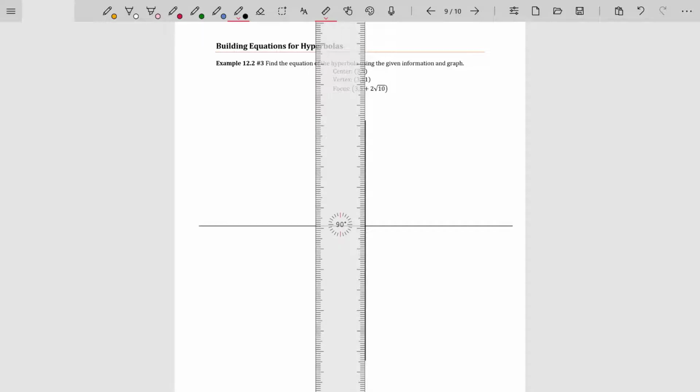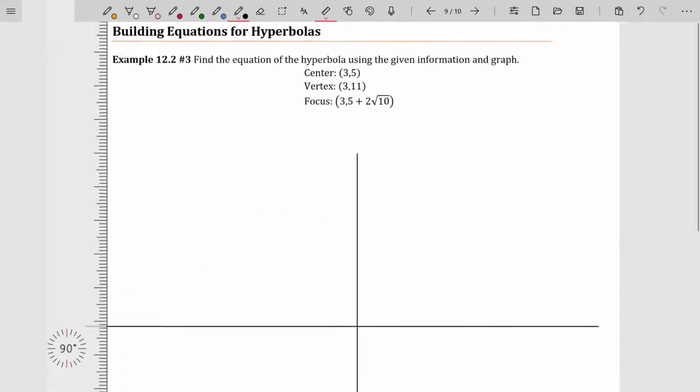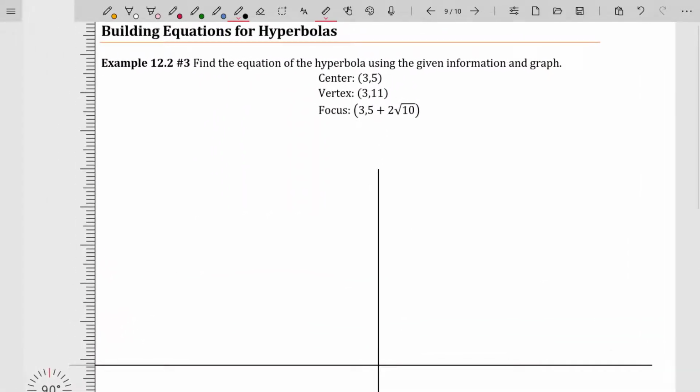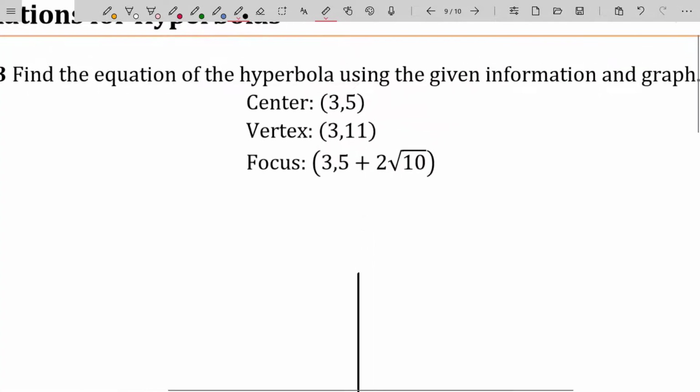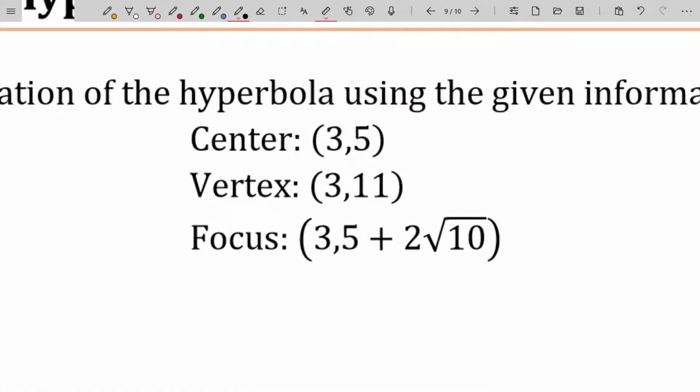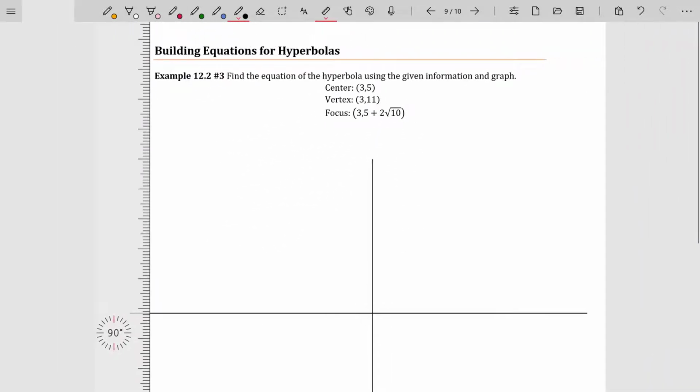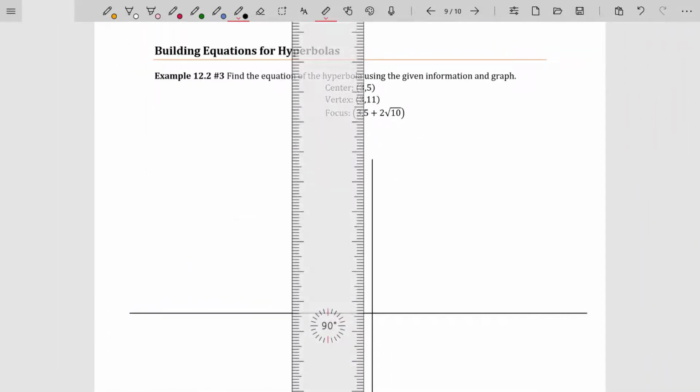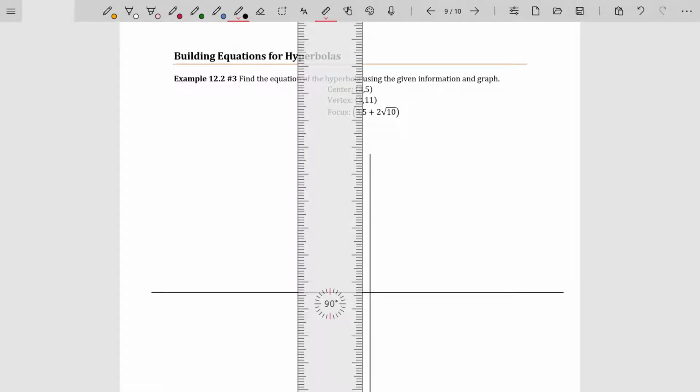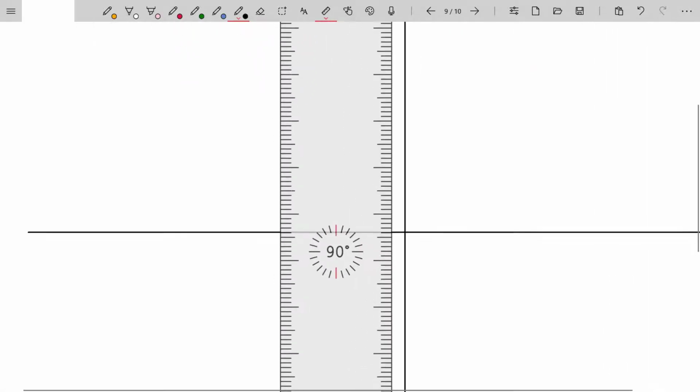The very first thing I do, draw out the axes, and notice that the numbers involved here get somewhat large, right? 3, 5, and then that's the center. And then the vertex we have is at 3, 11, which means that my y-axis has to have values that are scaled appropriately so I can get to that value of 11. I'm going to scale my axes so that I can reach those values.